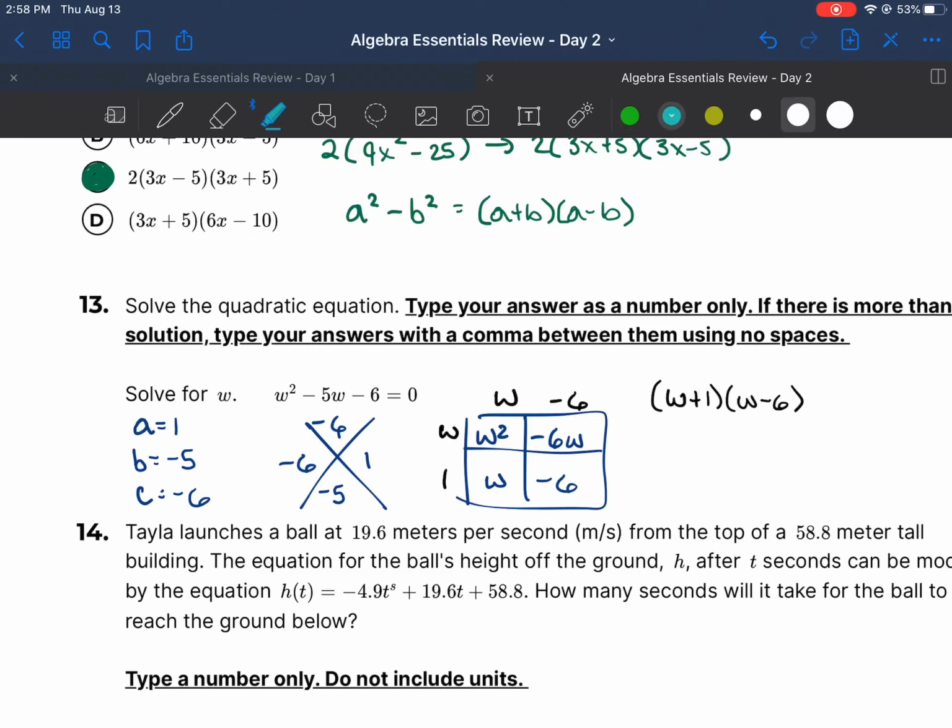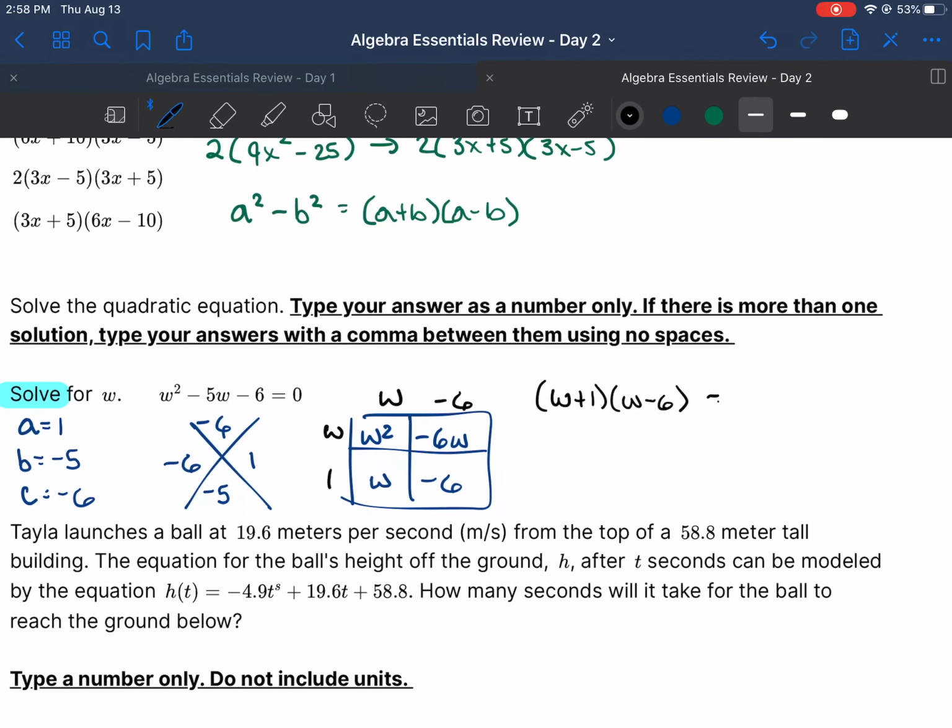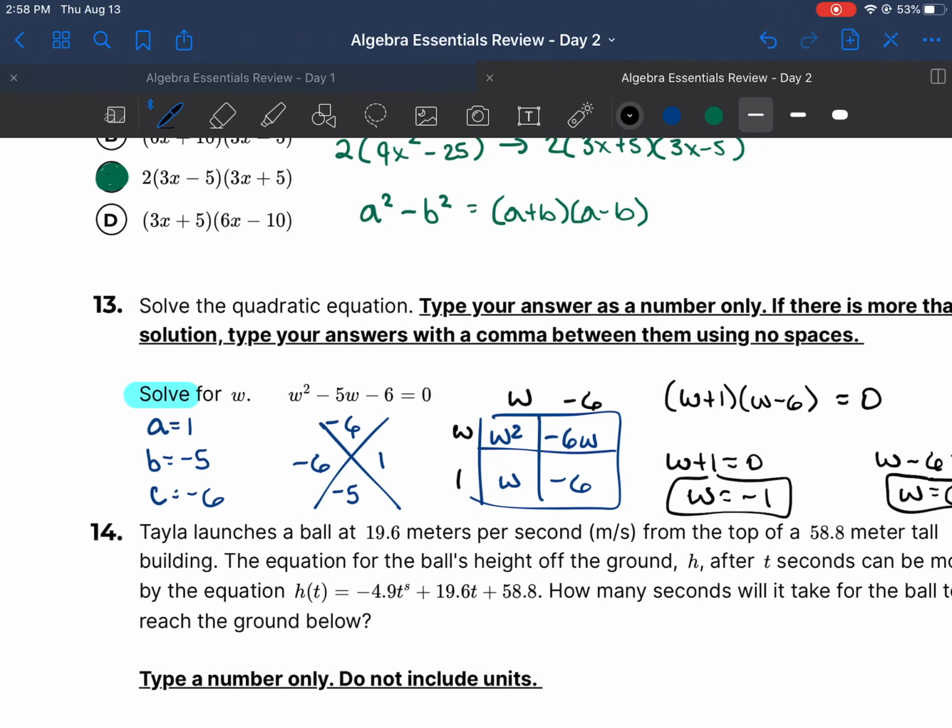However, notice we are not being asked to factor, we are being asked to solve for w. So what we need to do is set these factors equal to 0. And by the zero product property, which states that if two things are being multiplied together to give you a product of 0, then one or both of those two things had to be 0 to begin with. So that allows us to say, okay, well, w plus 1 could be 0, or w minus 6 could be 0. Well, this would tell us that w is equal to negative 1, and this would tell us that w is equal to positive 6. And those would be our two answers.